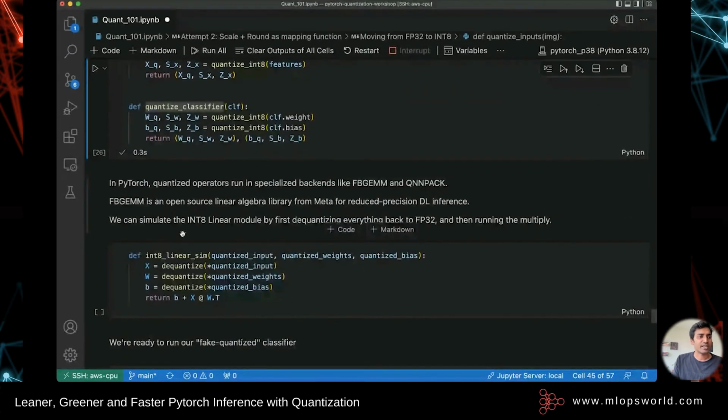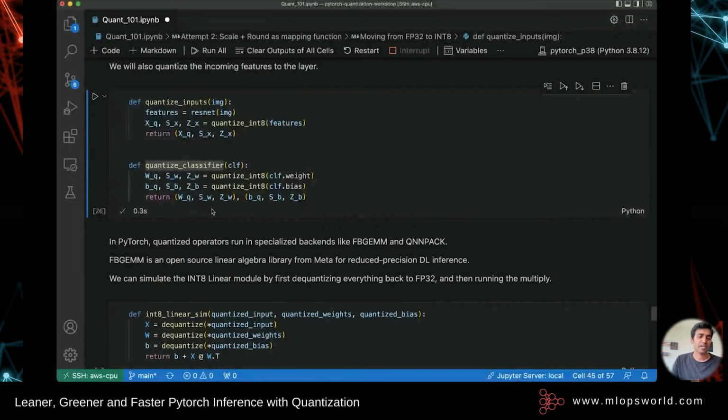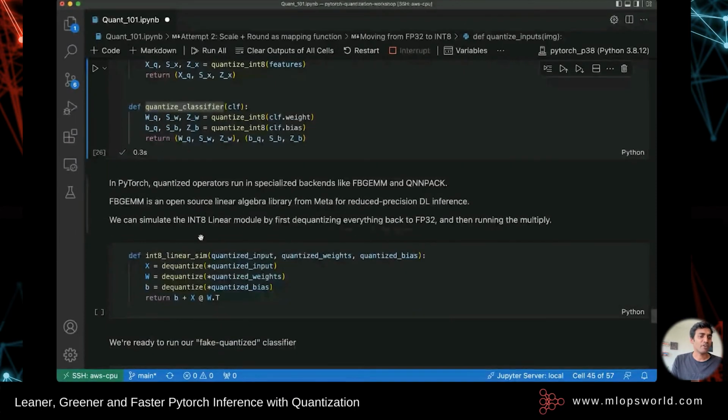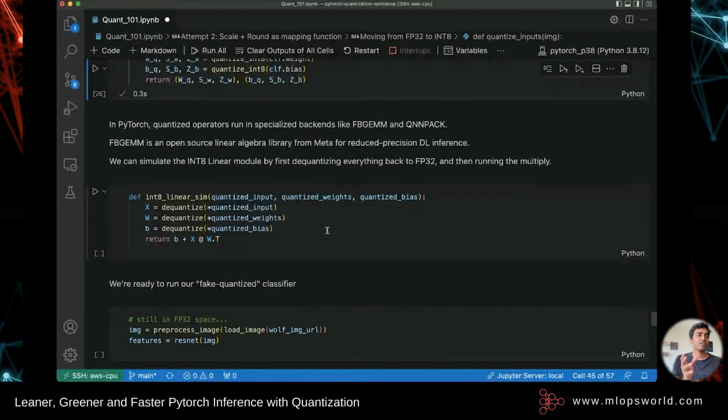So remember I mentioned that int 8 arithmetic is faster, and that's because these operators run in specialized kernels, which are specialized for int 8 arithmetic. So PyTorch has two options. You have FBGEMM and QNNPACK. FBGEMM is for x86 CPUs, and QNNPACK is for mobile and ARM CPUs. We are not actually going to be using those kernels over here. We're just going to simulate what a quantized linear operation looks like.